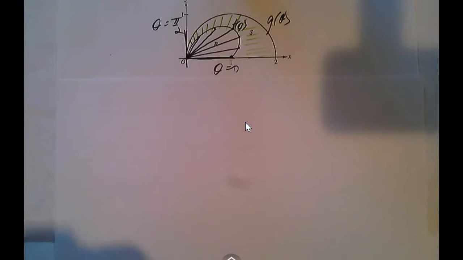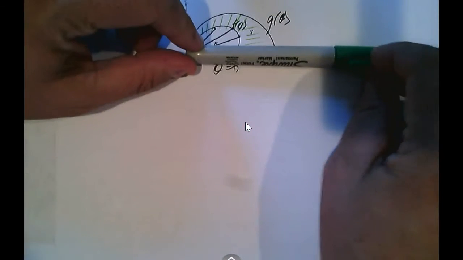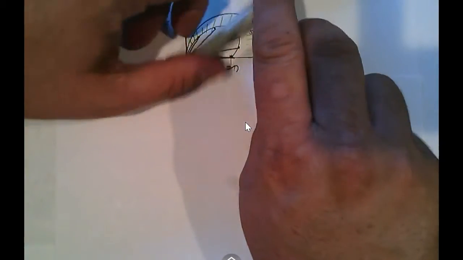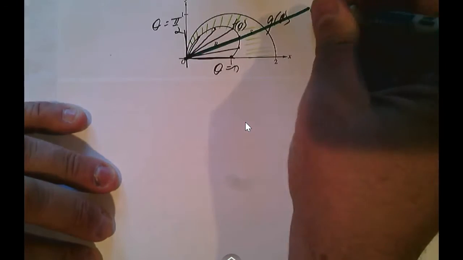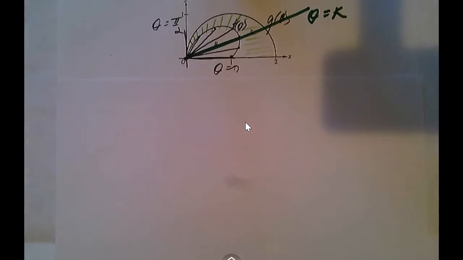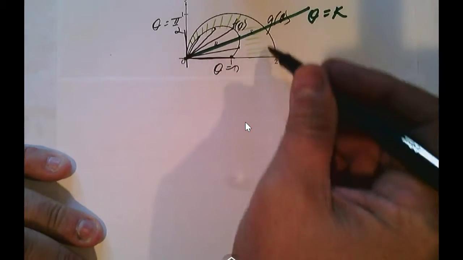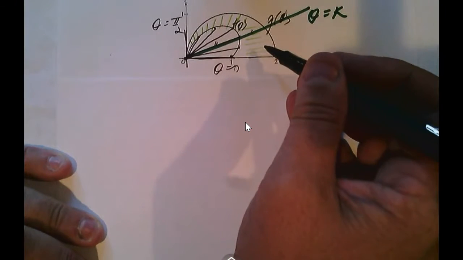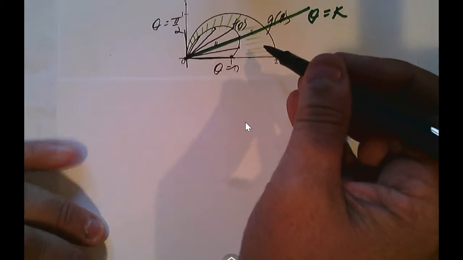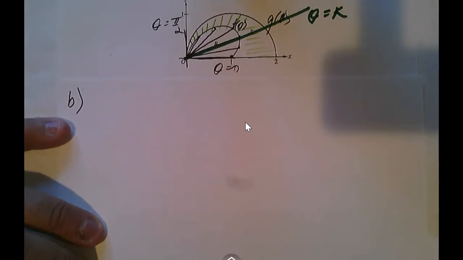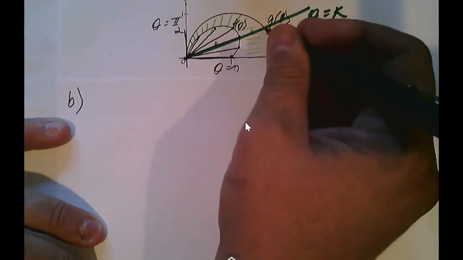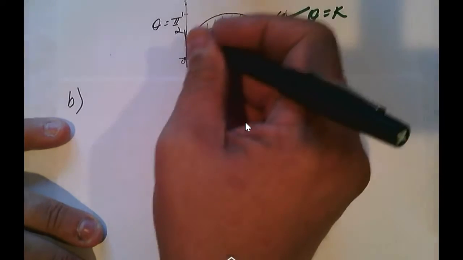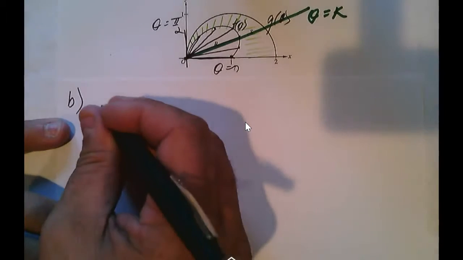Okay. A ray is, remember, like you have a definite starting point, but then it goes on forever. They said the name of the ray is theta equals k. And what's so special about this ray is it divides region S, that's the green piece, into two regions of equal area. Well, if the regions are going to be equal, then that means that the area from 0 to k and the area from k to pi over 2 are going to be equal to each other.